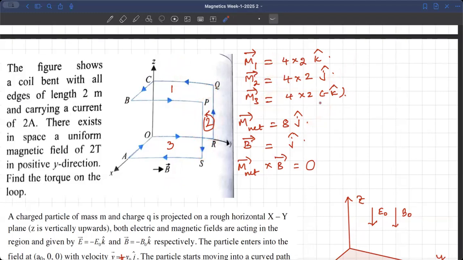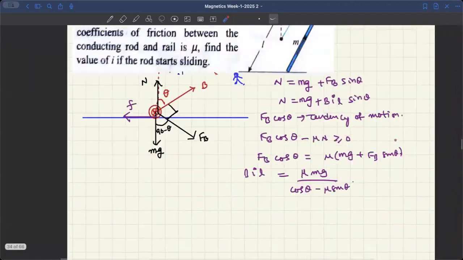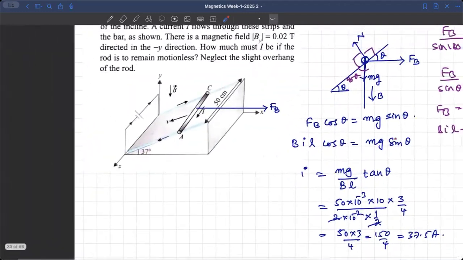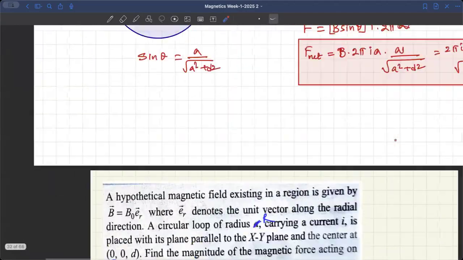What is the direction of B bar? B bar is also along j cap direction. It's given in the question. So the magnetic moment is along j cap direction and B bar is along j cap direction, so the cross product is 0. For such an arrangement, the torque is 0. This I have done. This also we have done. This part is also done.